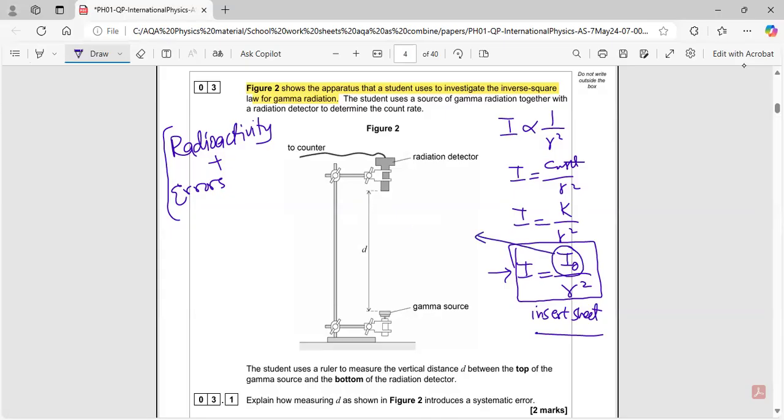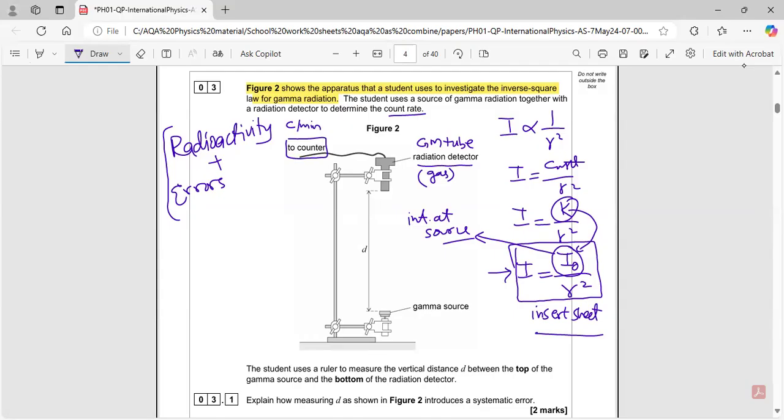So we say this is intensity at source, and you know that always remains the same. So that's why this k and I naught both represent the same thing. So this is related to inverse square law. The student uses a source of gamma radiation together with a radioactive detector to determine the count rate. Okay, so this is the radioactive detector. This might be the GM tube. You know, GM tube is a radioactive detector that has an inert gas of argon, and through ionization of that argon, it detects the count rate, and this is attached to a counter that gives the reading in counts per minute or per second.